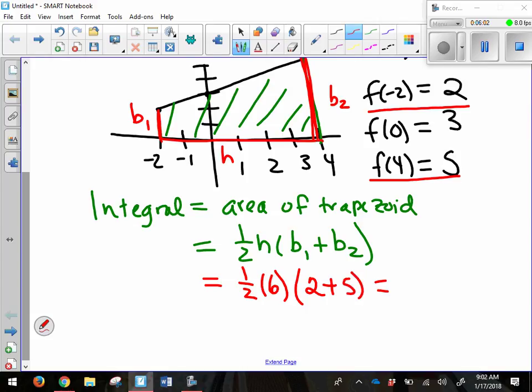So what are we going to get for the area here? 21. Okay.